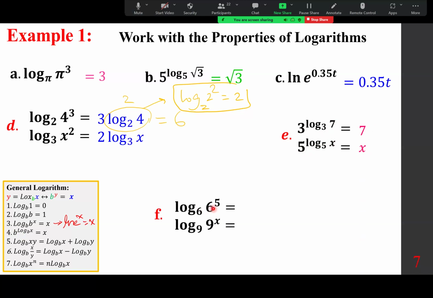Log base 6 of 6 to the power of 5, log base 9 of 9 to the power of x. Look at number 3. It says log base b of b to the power of x is x. So because this is base 6 and this is base 6, the answer is 5. Because this is base 9, this is base 9, the answer is x. So 5 and x.